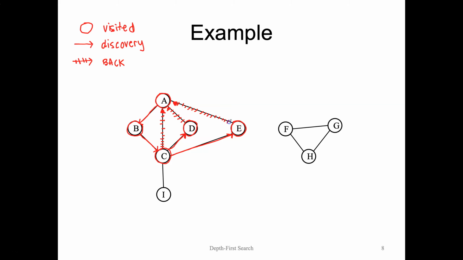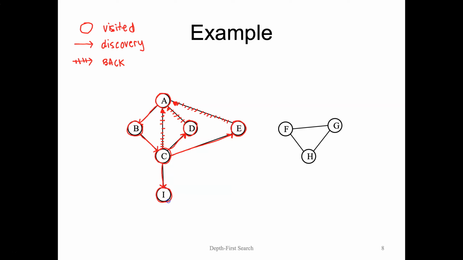Now we've evaluated all incident edges on E. How we got here was through C. So do we have any other incident edges left of C to consider? We do. We've got one which leads to I, and we haven't visited I yet, so we're going to mark this as a discovery edge, and we'll visit I now.